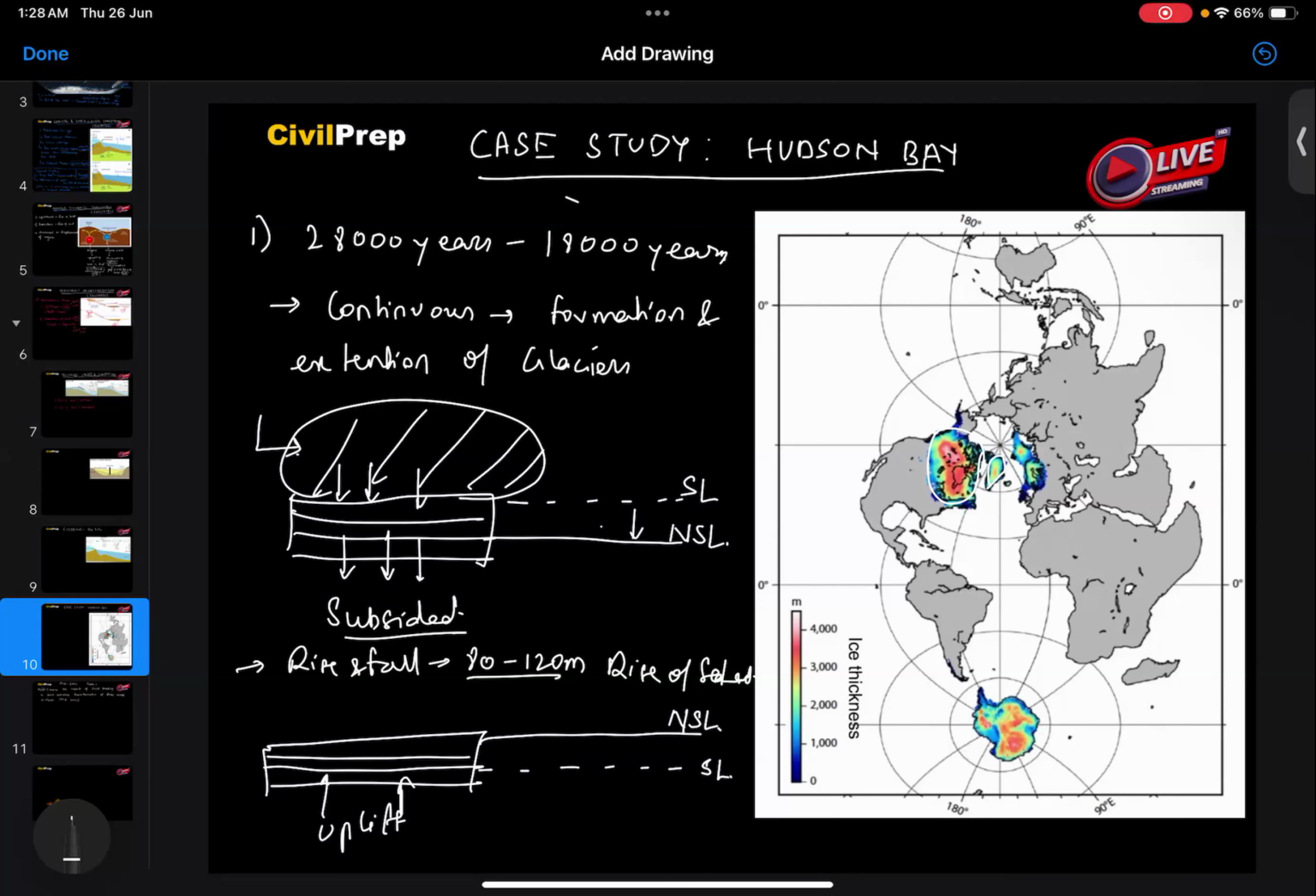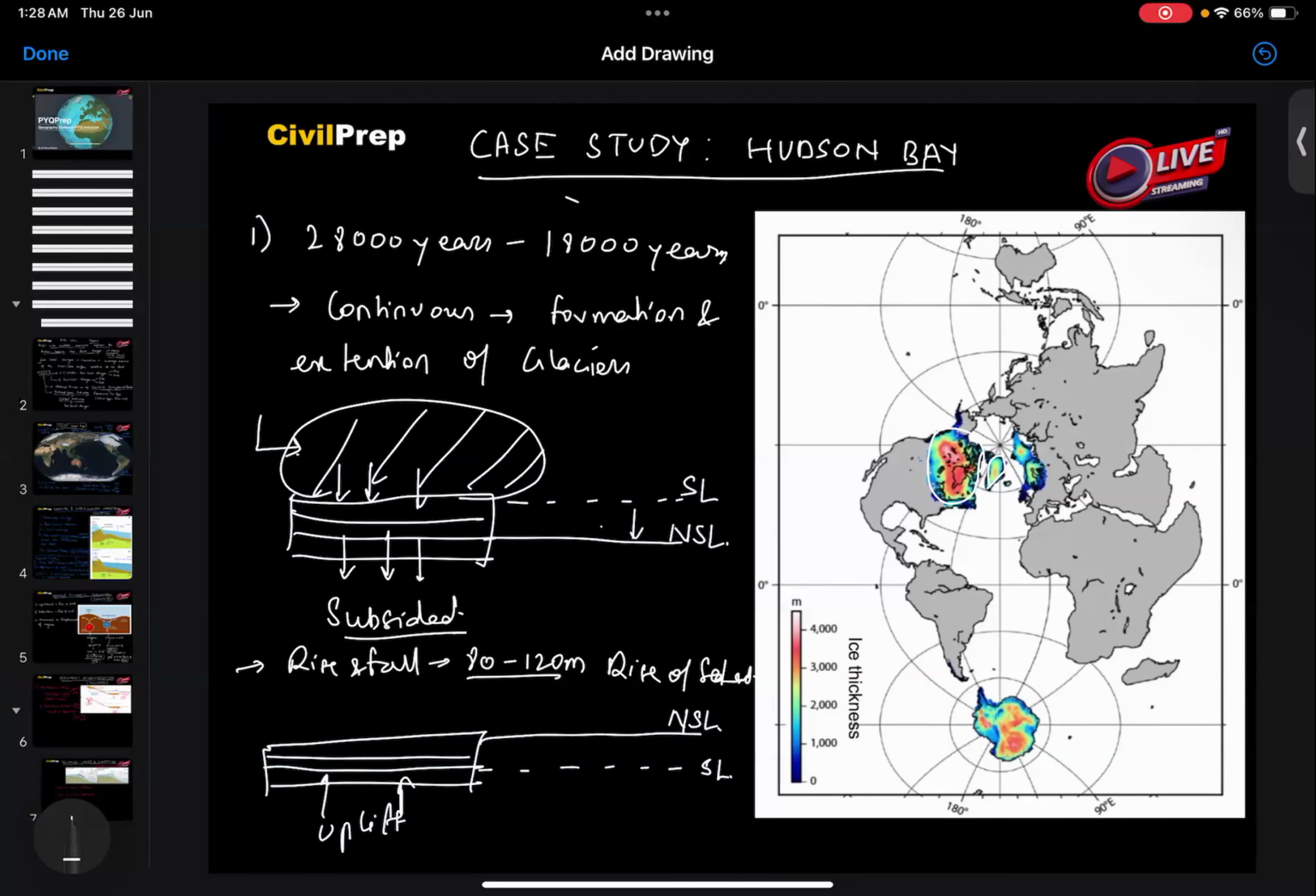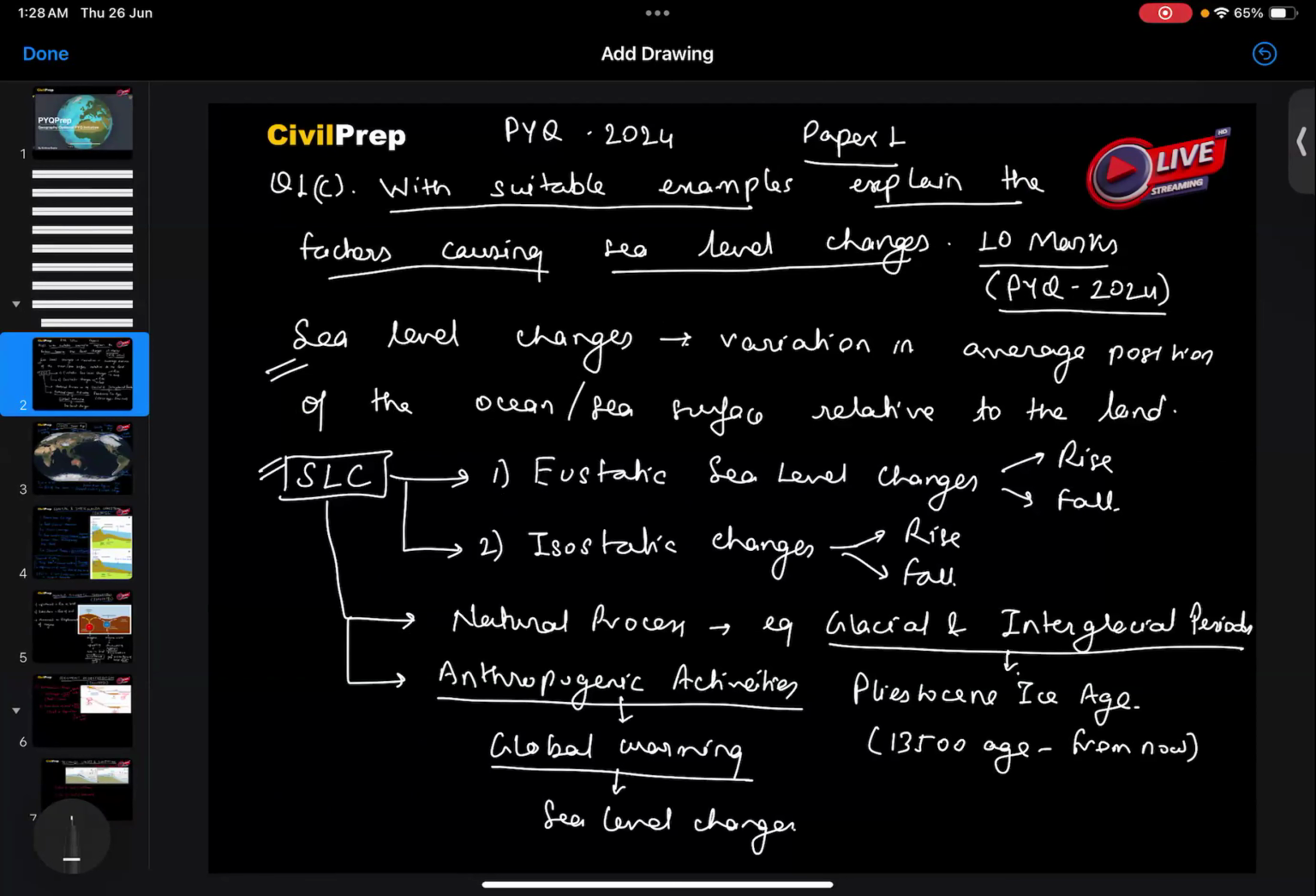So guys, this was a question. This was an important question because there is a very high trend of questions being asked on sea level changes. So this is a PYQ on sea level change.